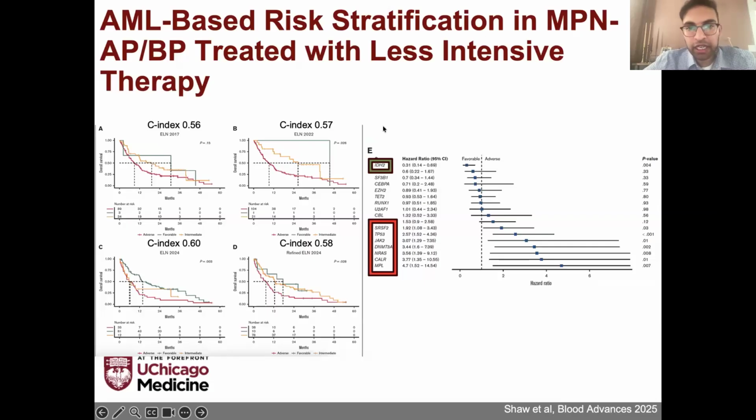Some mutations of note tell us whether patients are going to do better versus worse. IDH2 mutations are associated with better outcomes, and the mutations in the red box below are associated with worse outcomes. So ideally, when we develop novel risk scores specifically for patients with accelerated and blast phase MPNs, we should be considering the presence or absence of these mutations, some of which are not actually represented in AML-specific risk scores.